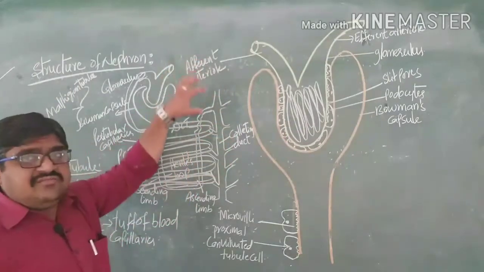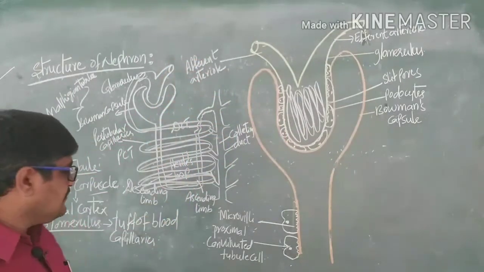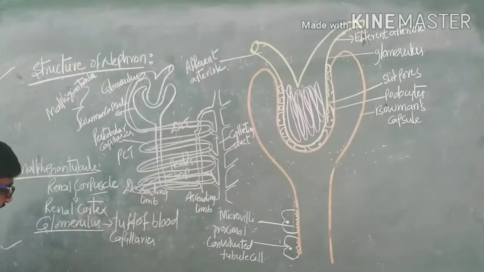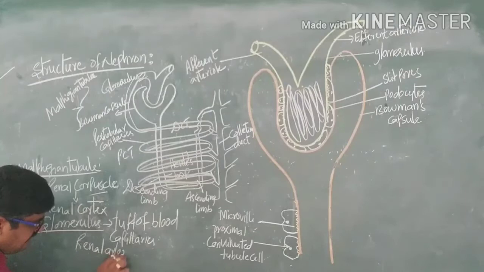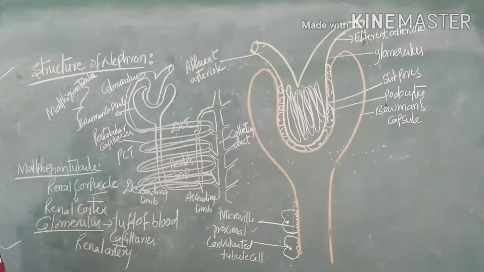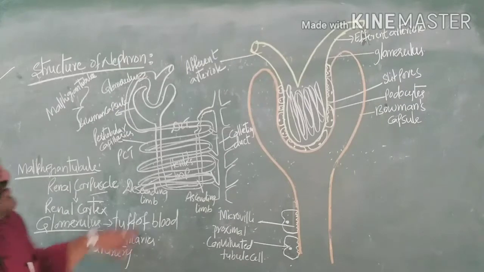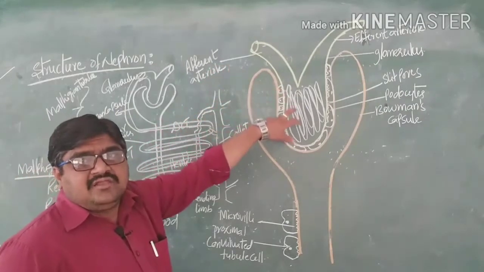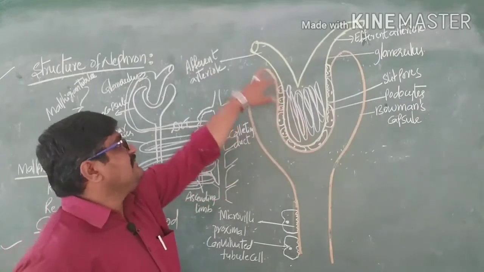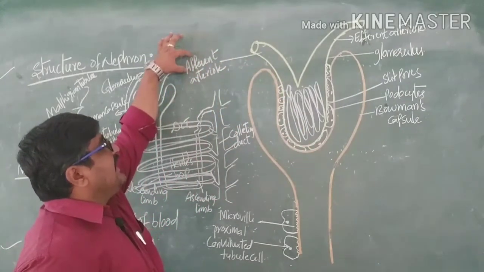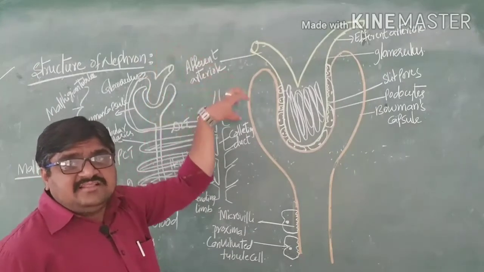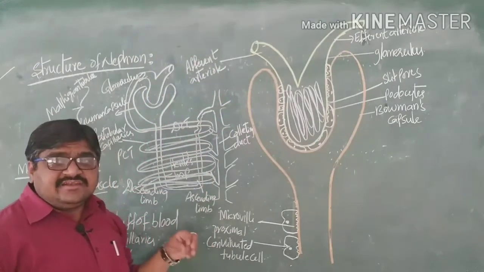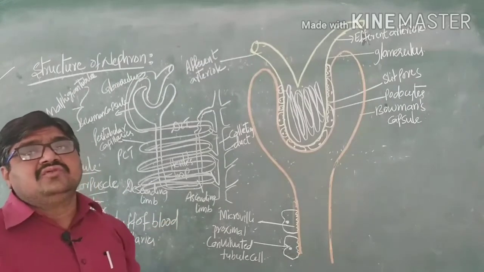This arises from the renal arteriole. It is produced from the renal artery, where it is differentiated into two regions. The artery which enters into the Bowman's capsule we can call an efferent arteriole. What is an efferent arteriole? The blood vessel, the artery, which enters into the Bowman's capsule.